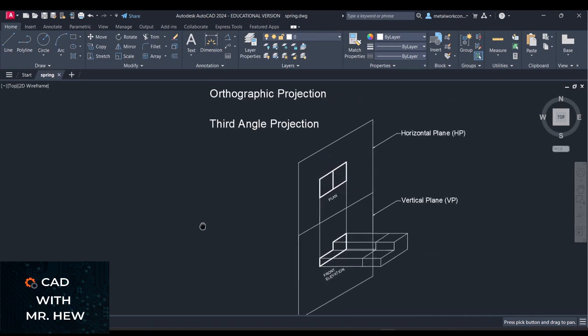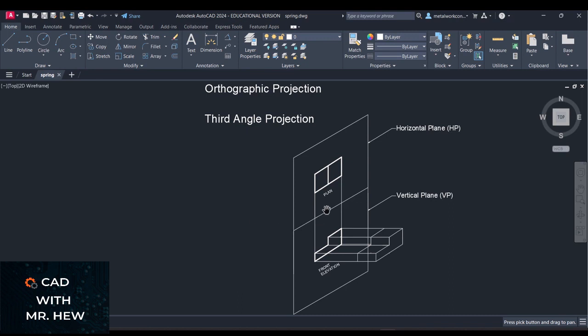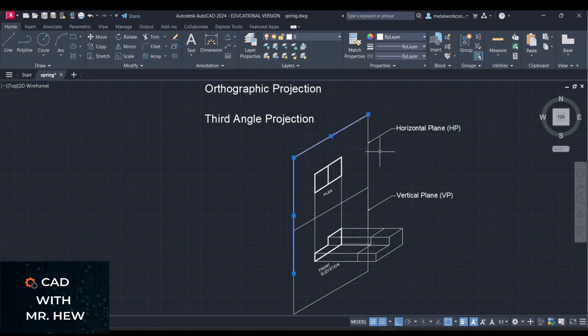Now, third angle projection. In third angle projection, the plan would be at the top, and the front elevation would be below the plan view because of where it is located in the third quadrant. This plane was really the horizontal plane, but we fold it flat, so the plan is now at the top. So here's the object.